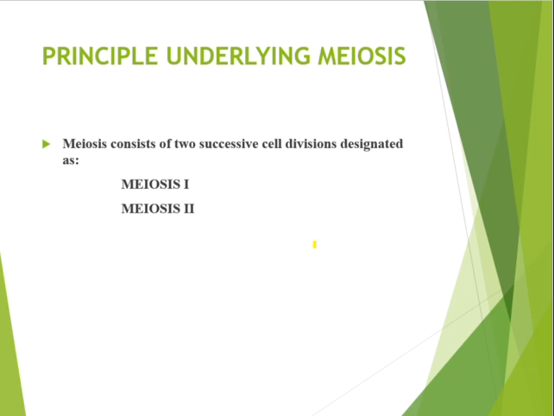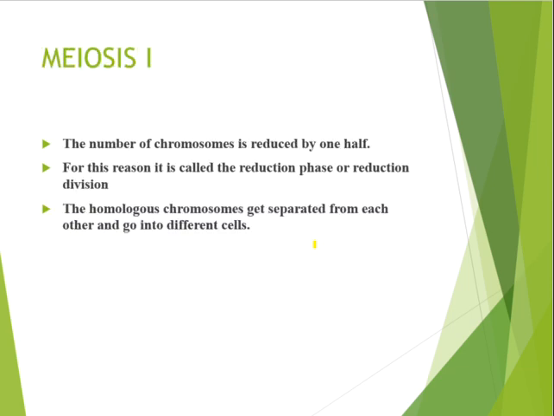Then the principle underlying meiosis: meiosis consists of two successive cell divisions designated as Meiosis I and Meiosis II. In Meiosis I, the number of chromosomes is reduced by half, and for this reason we call it the reduction phase or reduction division. The homologous chromosomes we talked about get separated from each other and go into different cells.